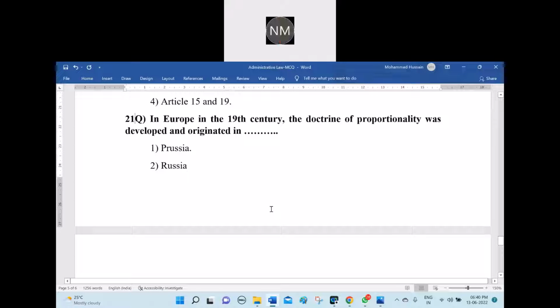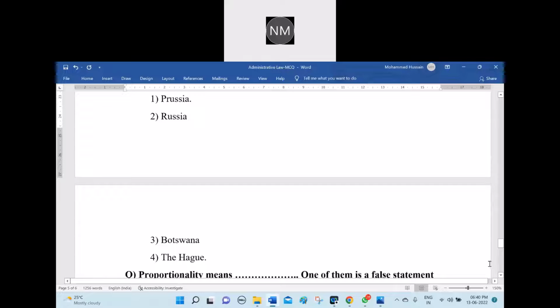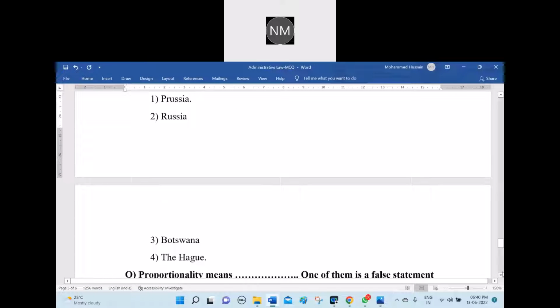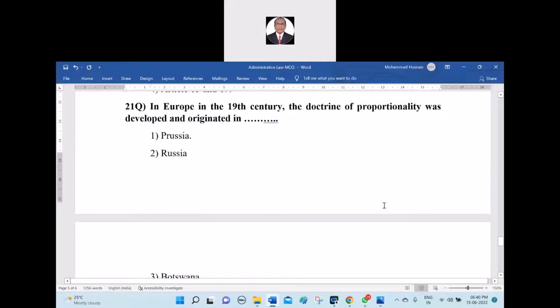21st question. In Europe, in the 19th century, the doctrine of proportionality was developed and originated in dash. Option 1, Prussia, option 2, Russia, option 3, Botswana, and option 4, The Hague. Sir, it's option 4. No. Prussia, number 1. In Europe, in the 19th century, the doctrine of proportionality was developed and originated in Prussia. That's the first option for the 21st question.